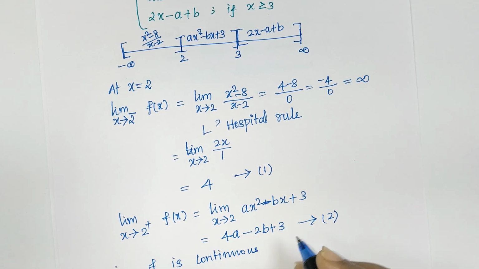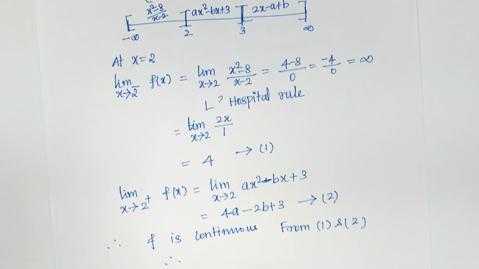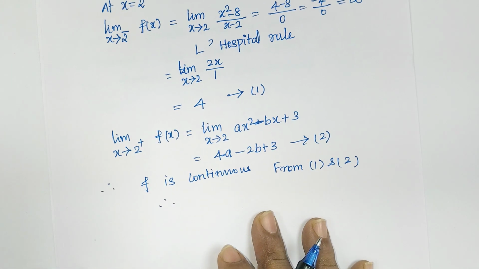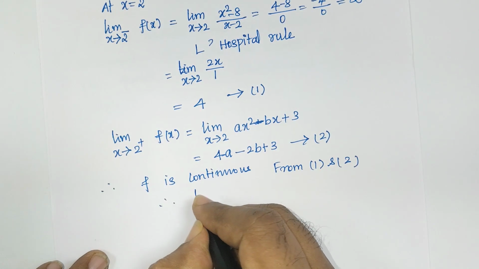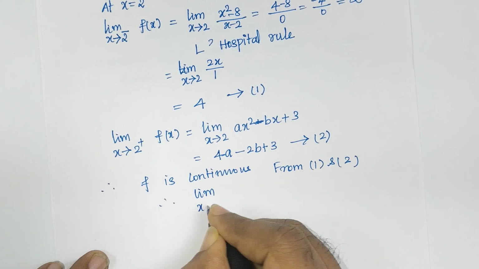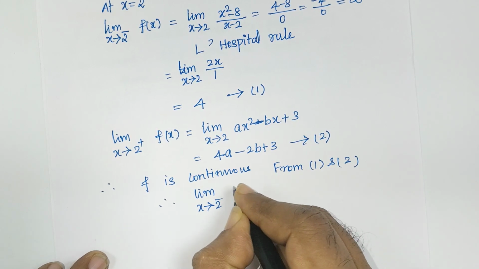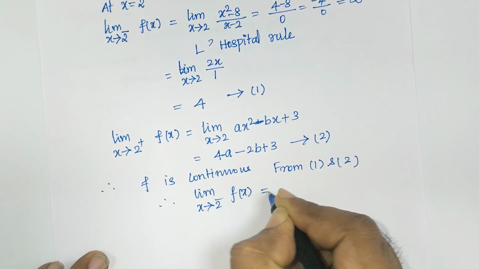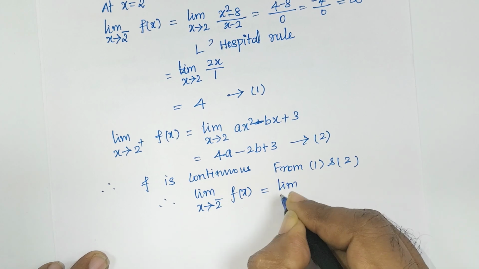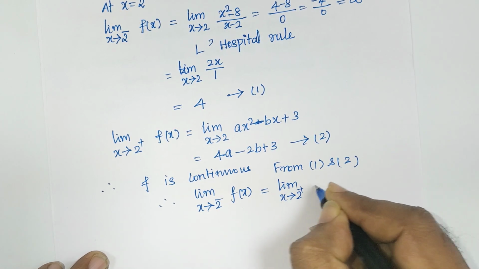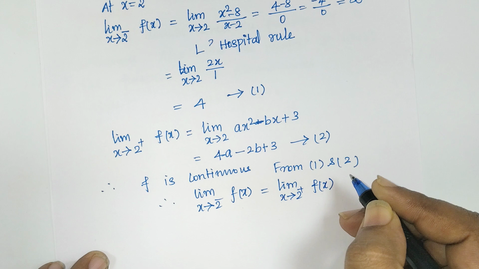The question itself says f is continuous. Continuous means both the left-hand side and right-hand side are equal. Based on equations 1 and 2, I'll write: the limit as x tends to 2 minus represents the left-hand side, and the limit as x tends to 2 plus represents the right-hand side.